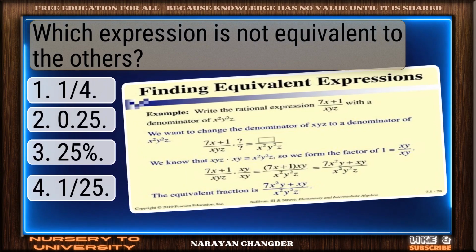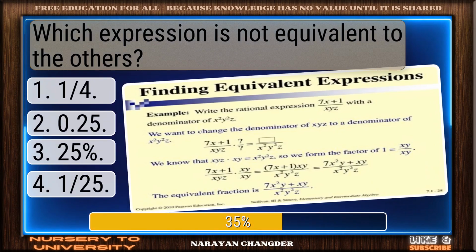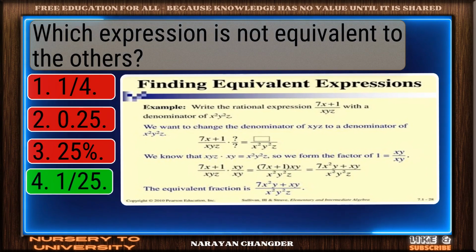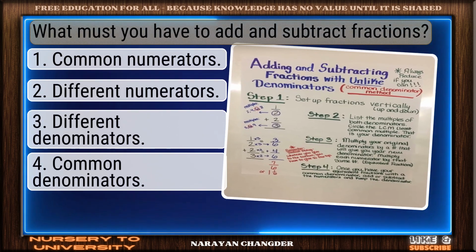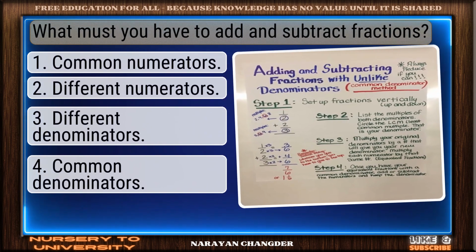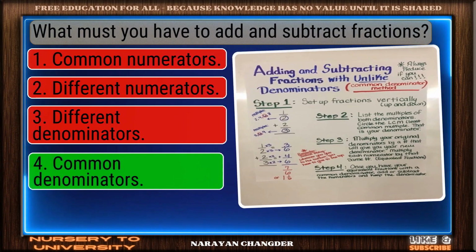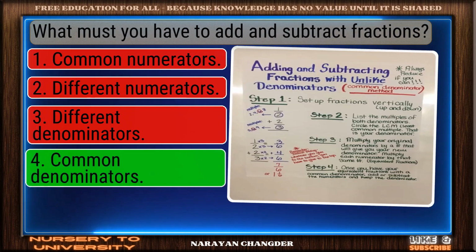Question number 41. Which expression is not equivalent to the others? Good thinking. That one is the right answer. Question number 42. What must you have to add and subtract fractions? Perfect. Common denominators is the correct choice.